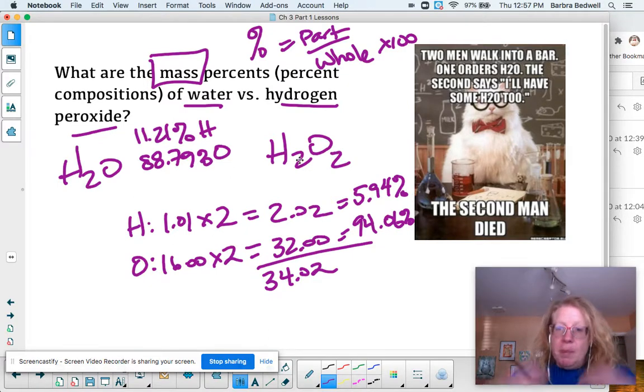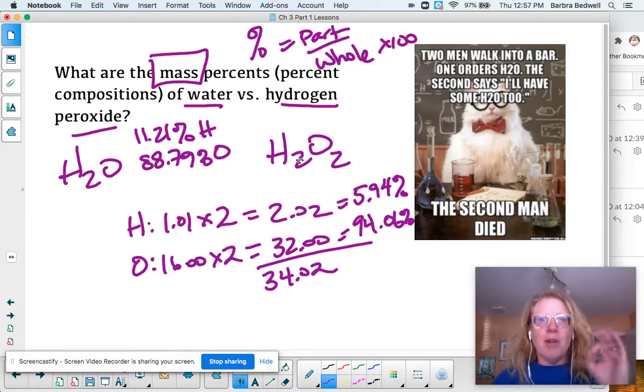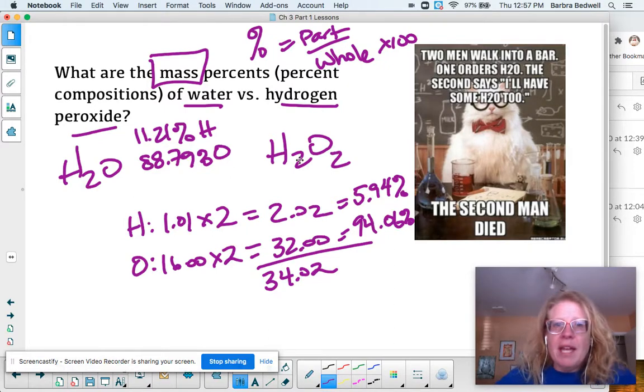So again, by doing some simple analysis, if we had a machine that could take a sample of a clear liquid, dump it in there, and tell me what the percent composition was, what's percent hydrogen versus percent oxygen overall, and there are machines that do this, then I could easily tell the difference between water, which is 11% hydrogen, 89% oxygen, and hydrogen peroxide, which is only 6% hydrogen and 94% oxygen. So mass percent can really tell us something about the composition.